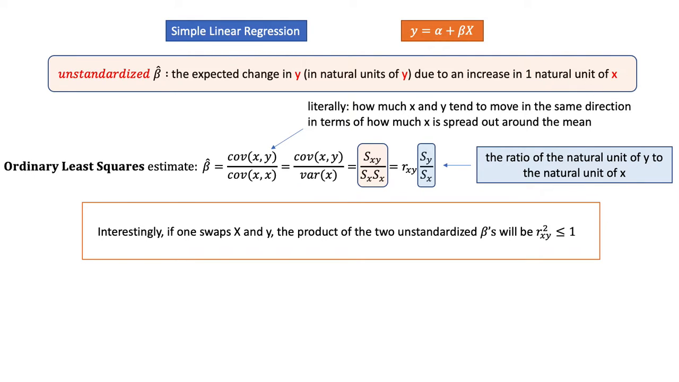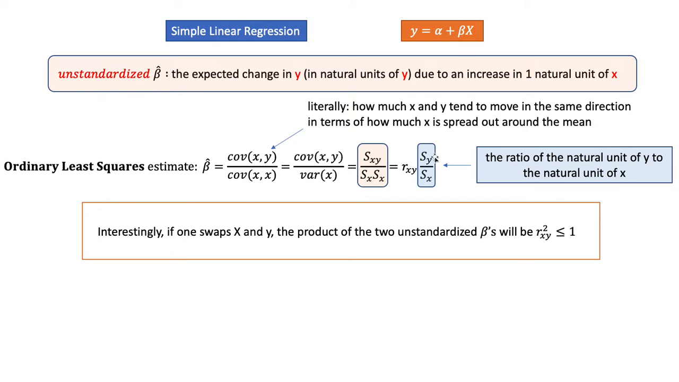Importantly, to estimate beta, we use ordinary least squares, where beta is the covariance of x and y over the variance of x. This expression, the covariance of x and y over the variance of x, can also be re-expressed in terms of the correlation coefficient Rxy times the standard deviation of y over the standard deviation of x.